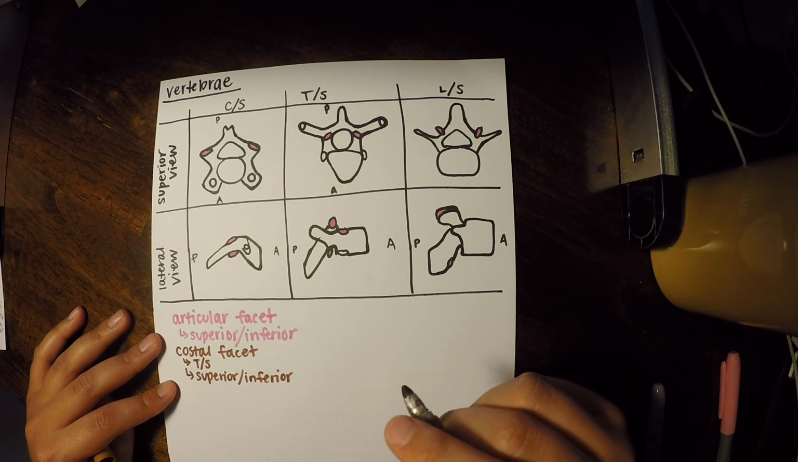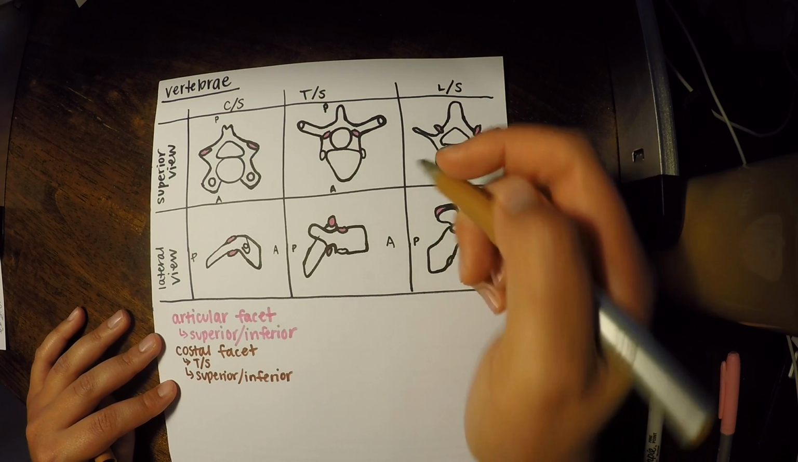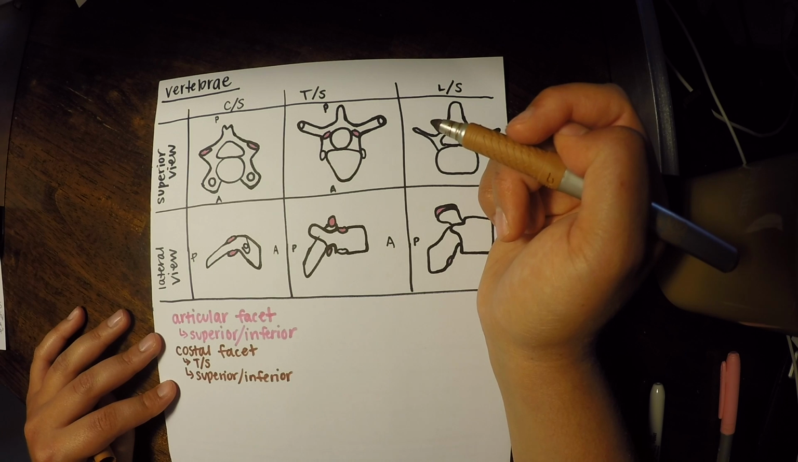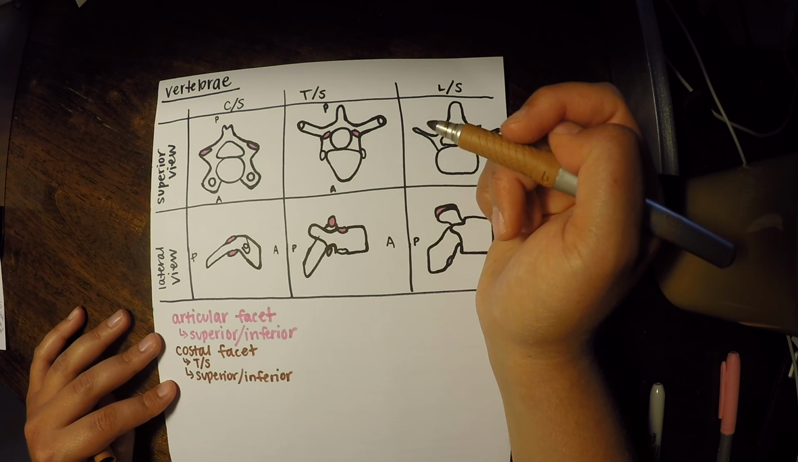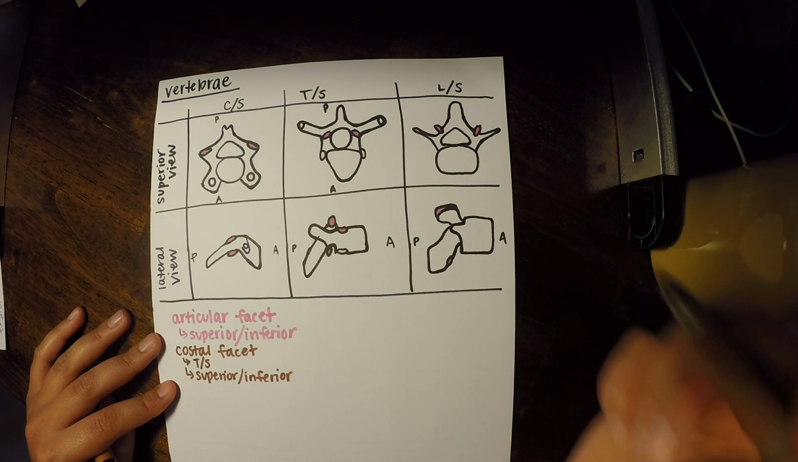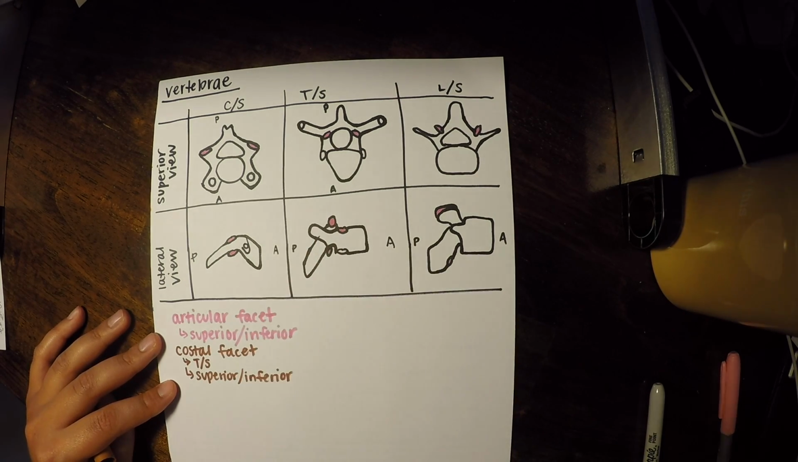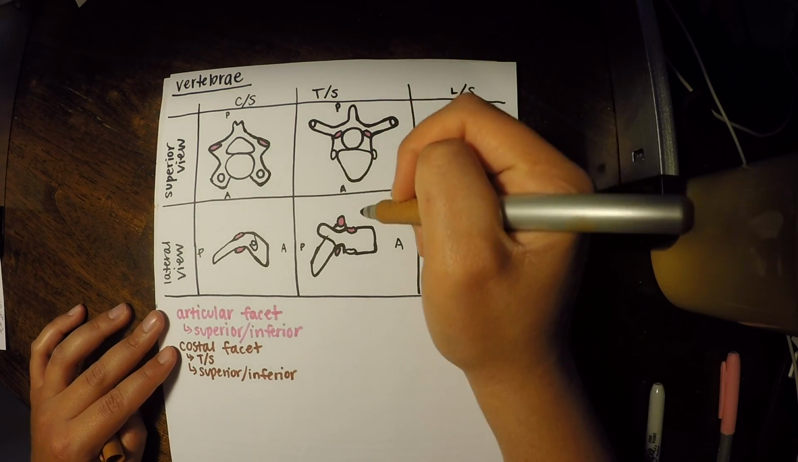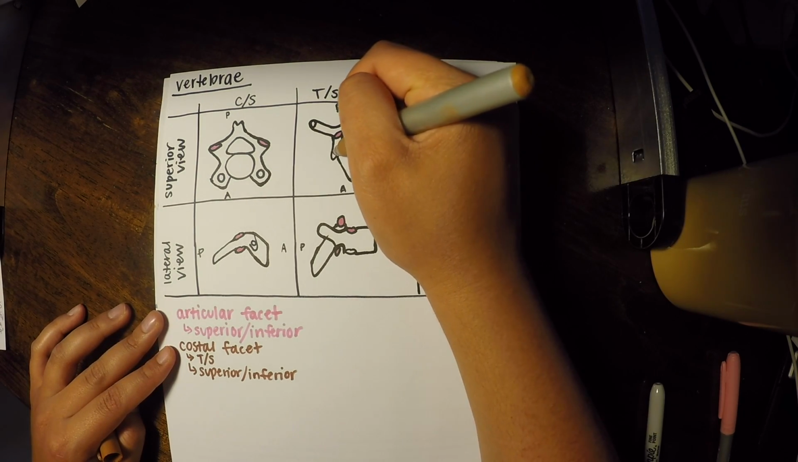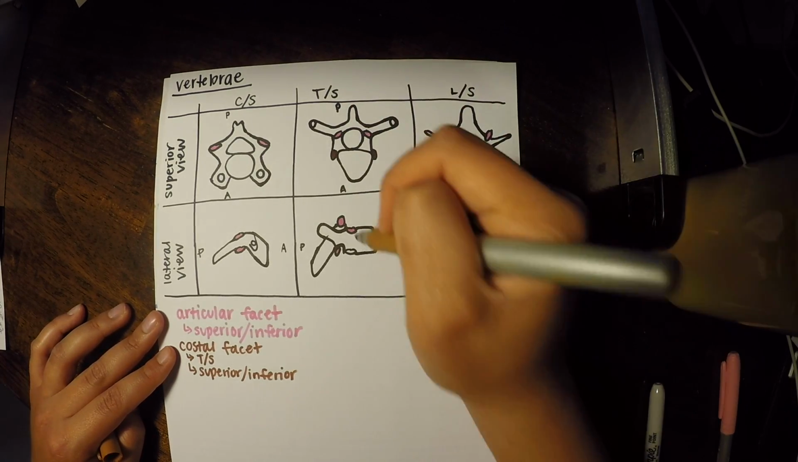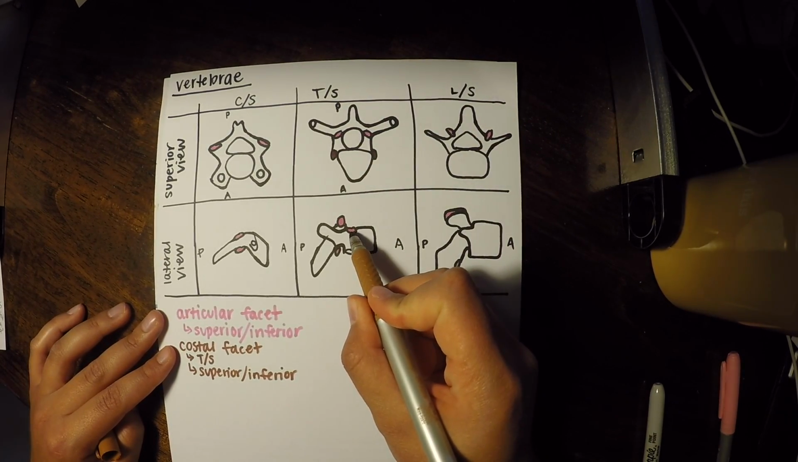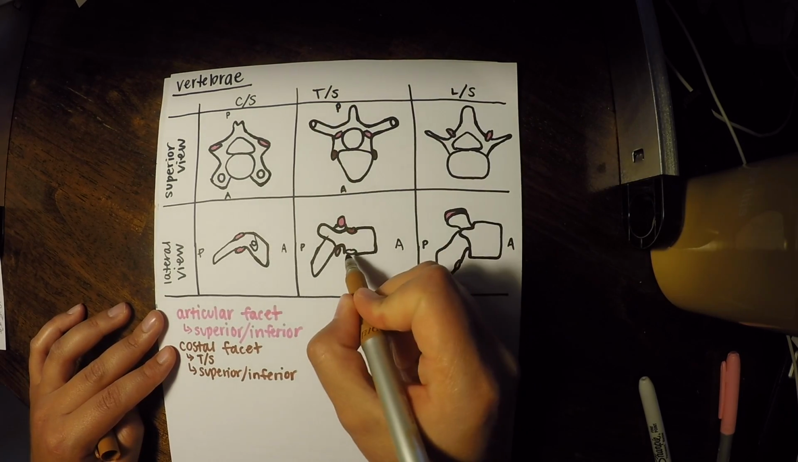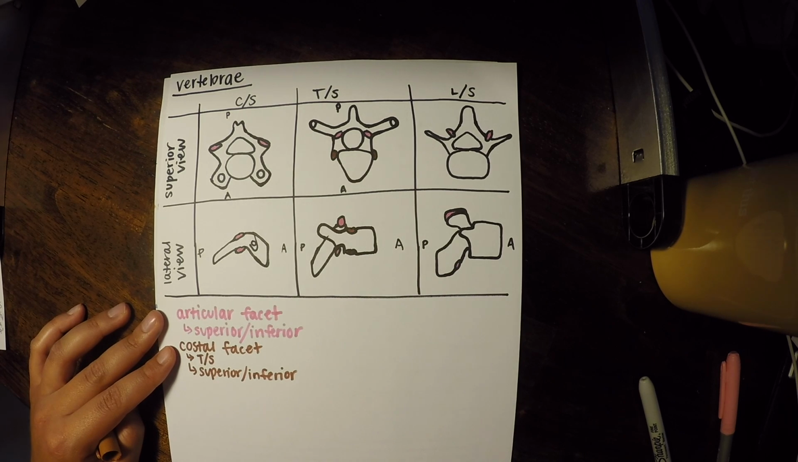Now let's go through and label those. Of course, right here we have our superior view. So we're not going to be able to see the inferior facets, but we're just going to draw the superior ones in. So let's get our superior ones drawn in right here. And then here, the one that I accidentally colored pink, that was incorrect. That's going to be our superior facet right there. And then we're going to be able to see our inferior facet right here.